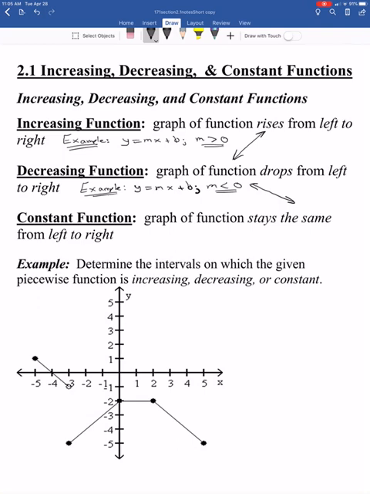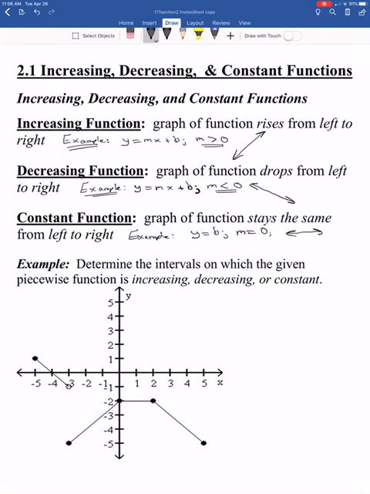Looking at a constant function, a function that stays the same, it doesn't increase or decrease. We know we're looking at an example of a horizontal line. If we go back to graphs of lines, y = b, where the slope is 0, which means a horizontal line, stays the same. It doesn't increase or decrease in value. y is constant. So taking that, let's put all this together.